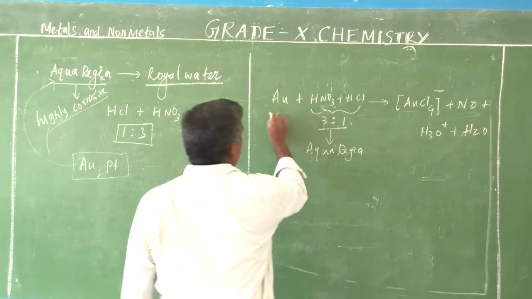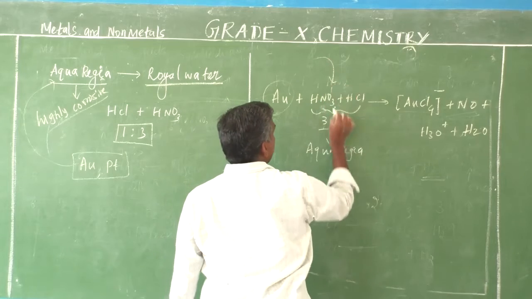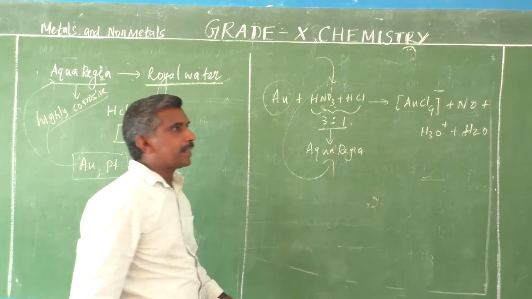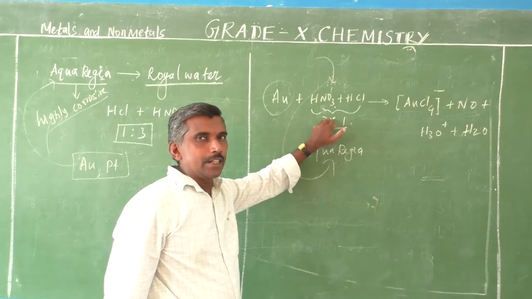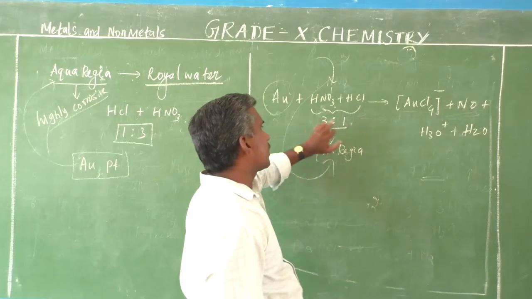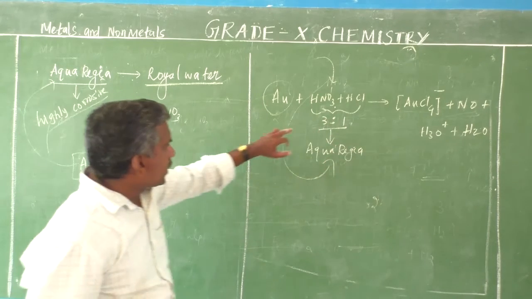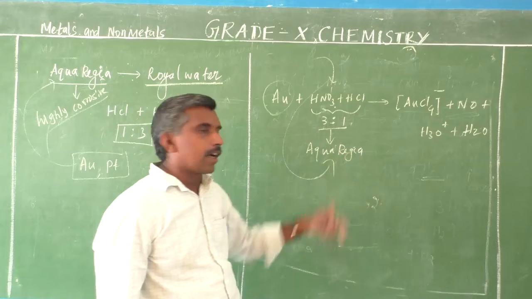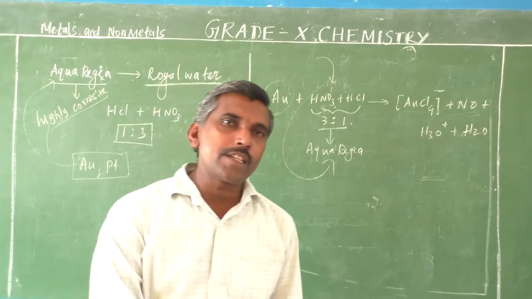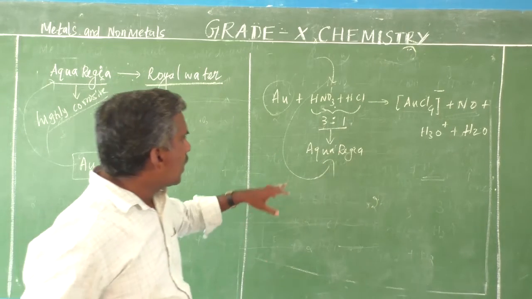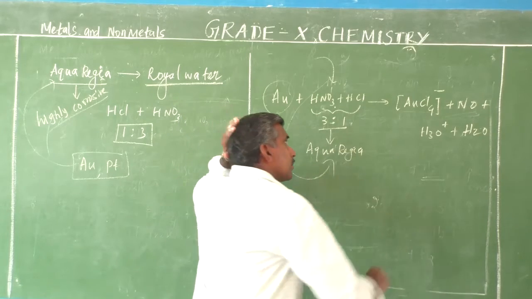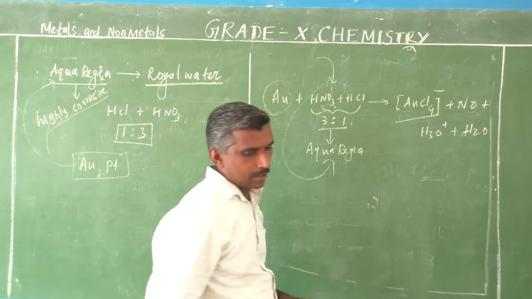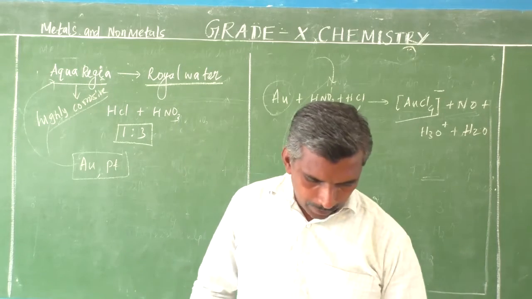So gold completely dissolves in aqua regia. What is the ratio? 3:1, three parts nitric acid, one part hydrochloric acid. This combination of the two acids is known as aqua regia. When gold dissolves in aqua regia, it forms a salt. That's all. Next topic.